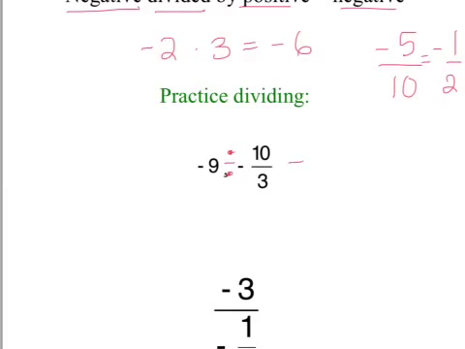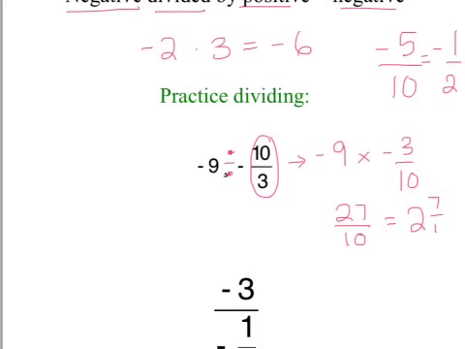That means -9 times the reciprocal of that number, okay? So the reciprocal of that number would be -3 over 10. Okay, so -9 divided by -10 over 3 is the same thing as -9 times -3 over 10, which is going to give me +27 over 10, which is 2 7/10.